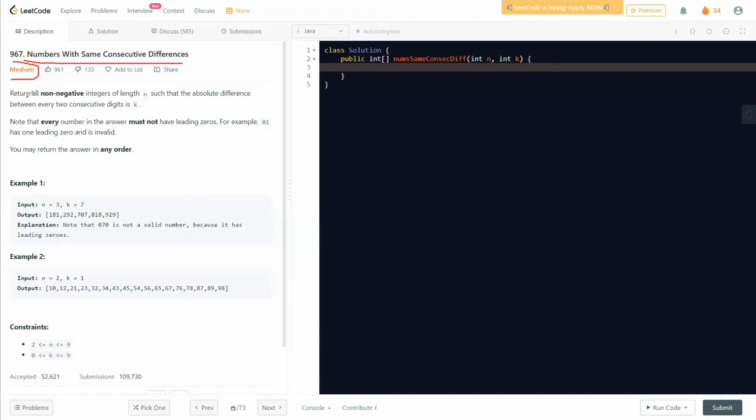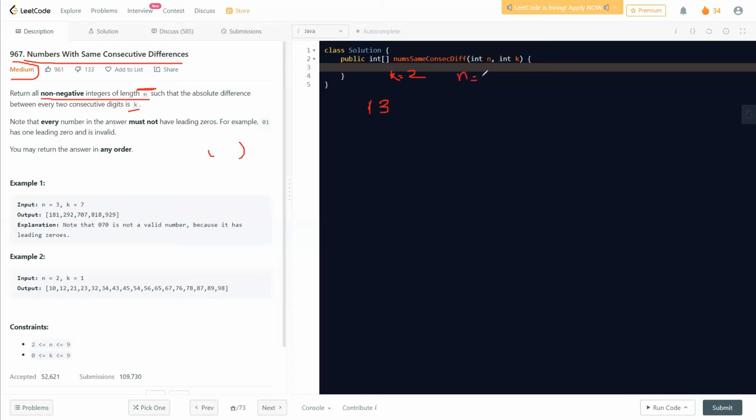First of all, let's understand the question. It says return all non-negative integers of length n. So this should be the length of each of our numbers, such that the absolute difference between two consecutive digits is k. Say if our first digit is 1 and our k is 2, then what should be the next number after 1? It can be 3.